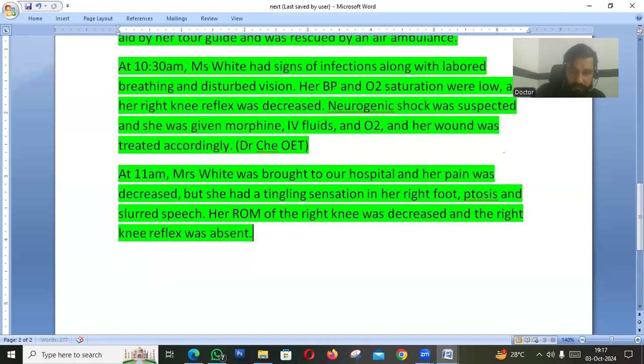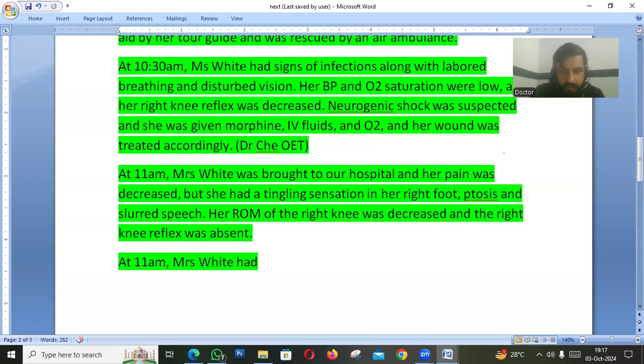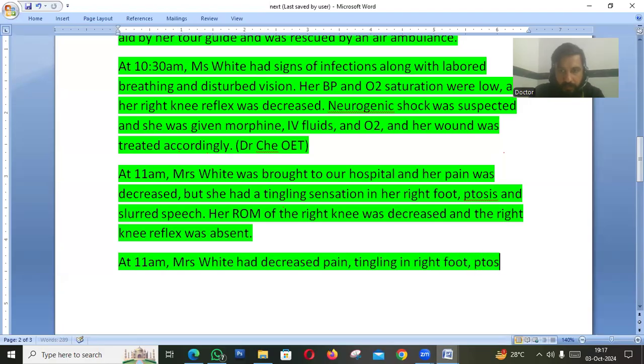Like this. I will show you. At 11 a.m., Miss White had decreased pain, tingling in right foot, ptosis, and slurred speech. Okay, this is straightforward. You have joined all of these things together. She had decreased pain, tingling in right foot, ptosis, and slurred speech. Okay, this is straightforward, easy.